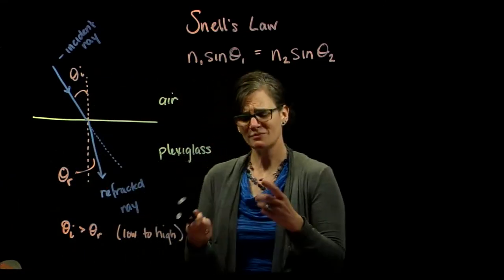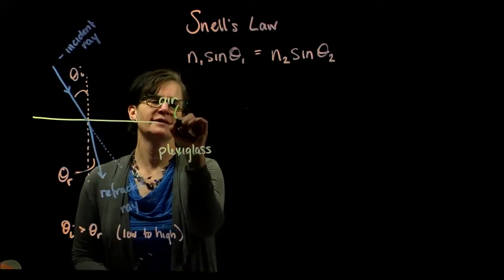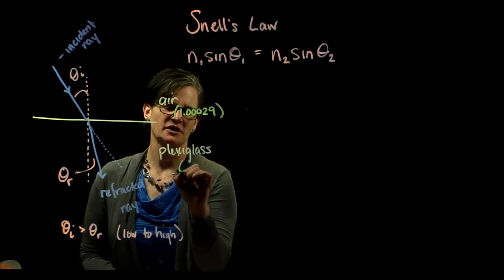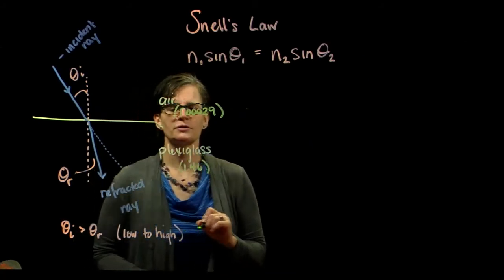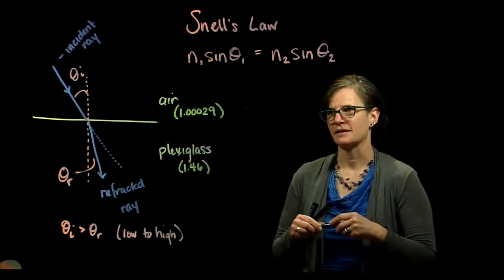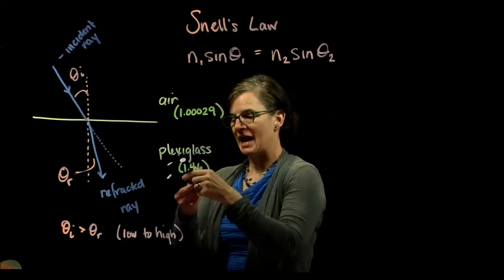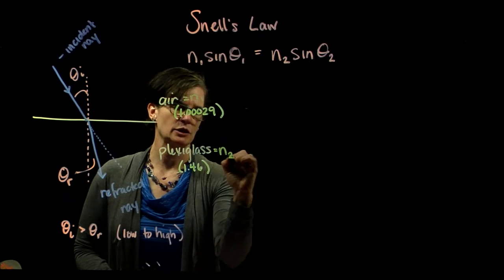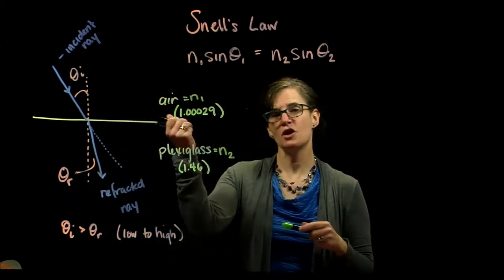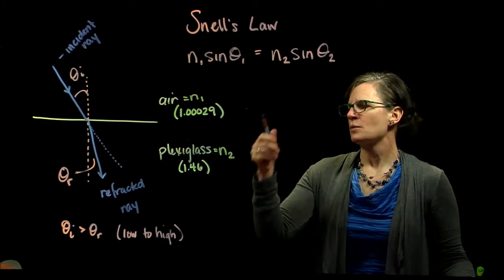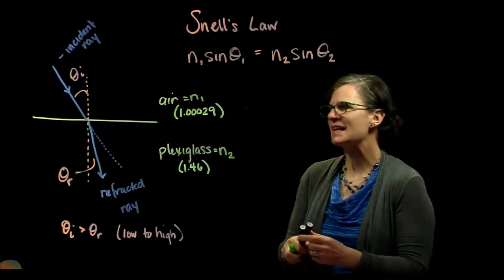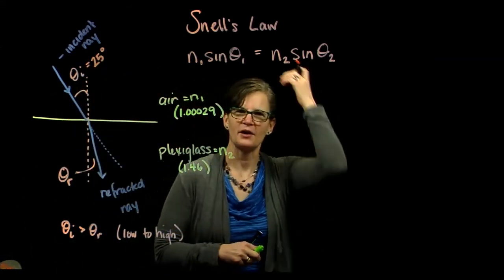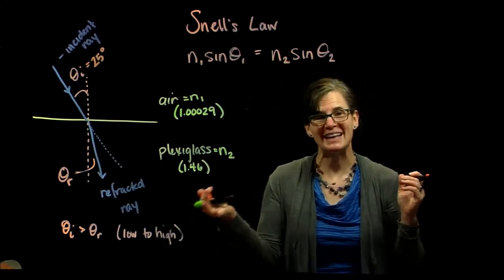All right. Air has an index of refraction of 1.0029. Plexiglass has an index of refraction of about 1.46. So there are my two indices of refraction for air and plexiglass. We will have air be our n1, and we'll have plexiglass as our n2. What we want to know is, if I know the angle of incidence, what will my angle of refraction be in plexiglass? Let's say that our angle of incidence in this example is 25 degrees. So we're interested in determining the angle of refraction.